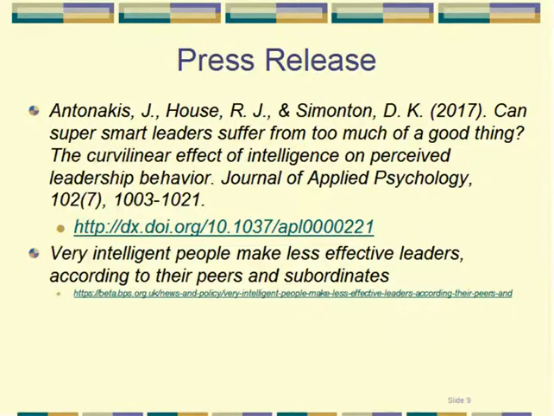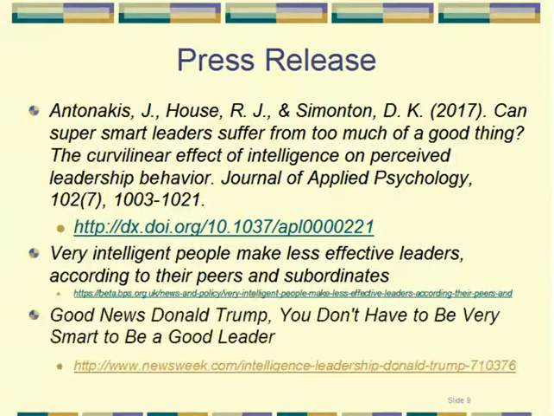Let's next look at how the general press reported the same study. Here we are looking at Newsweek magazine. The title is already very interesting. Good news, Donald Trump. You don't have to be very smart to be a good leader. Let's see how they go about telling the story of this scientific study.